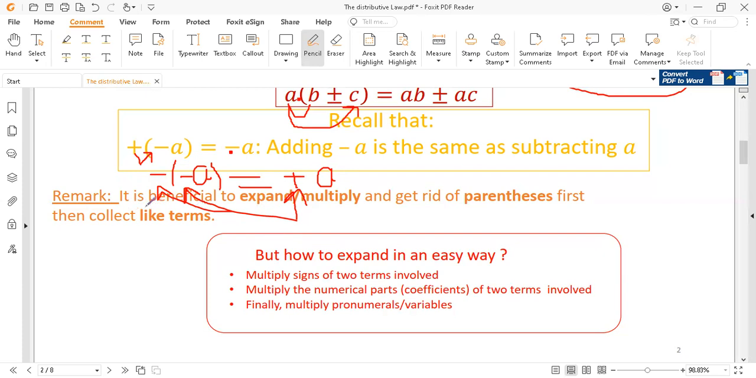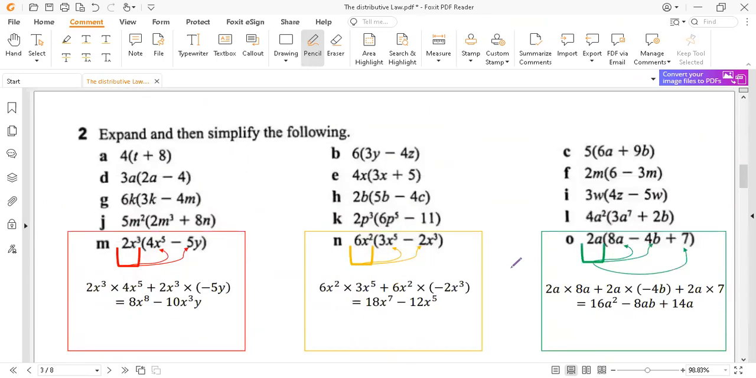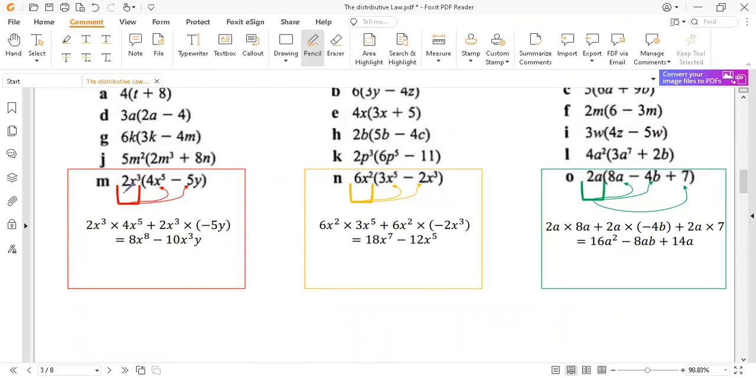We should know that it is beneficial to expand, or multiply, and get rid of parentheses first, then collect like terms. So the easy way to expand, for me, is to multiply first the signs of the two terms involved, secondly multiply the numerical parts or coefficients, and finally the pronumerals. Let's have some examples. For example, 2x cubed times (4x^5 minus 5y).